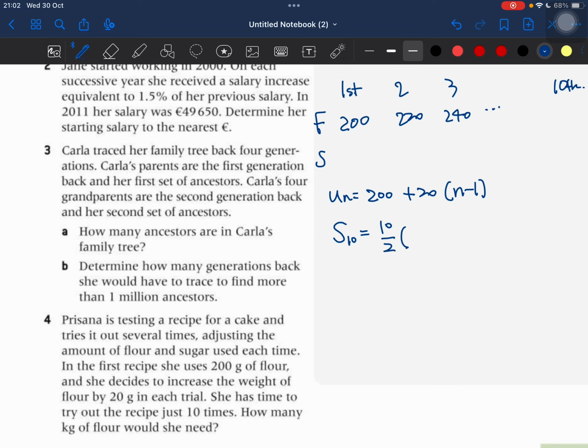So 2U1, so this should be 400 plus 20 times 10 minus 1, which is 9. So 5 times 580, so 2900. So in kilograms, we need 2.9 kilograms.